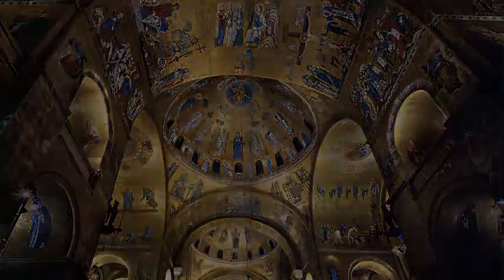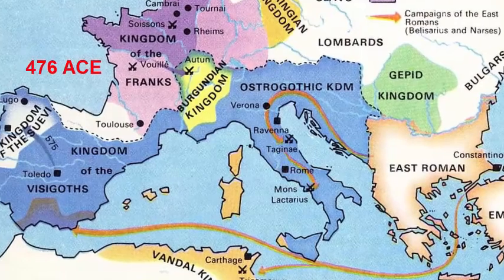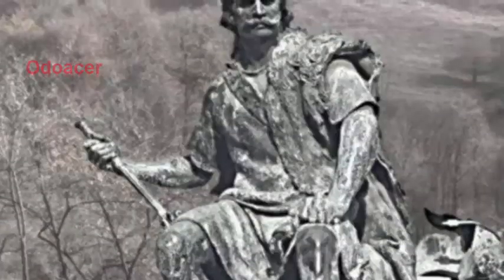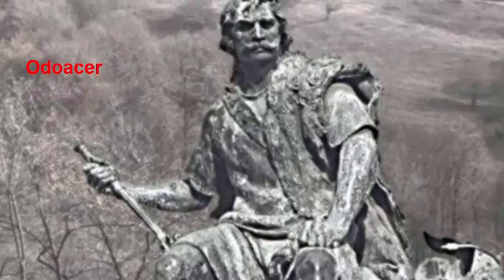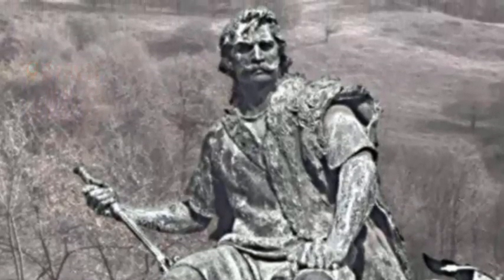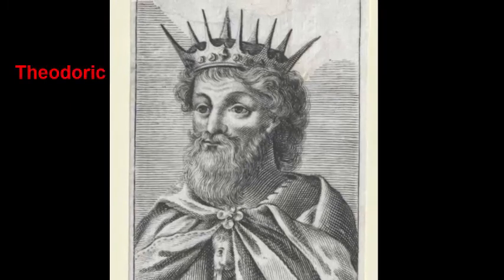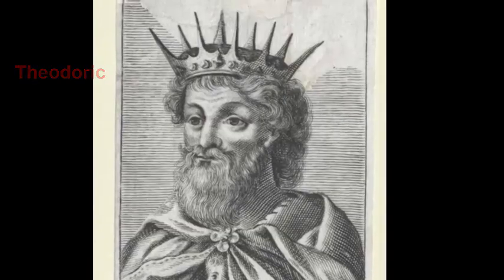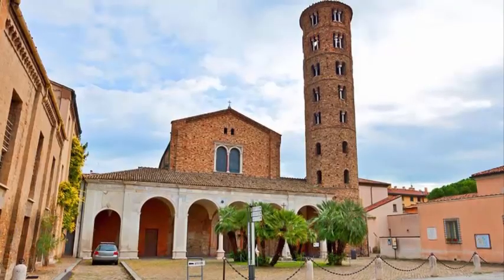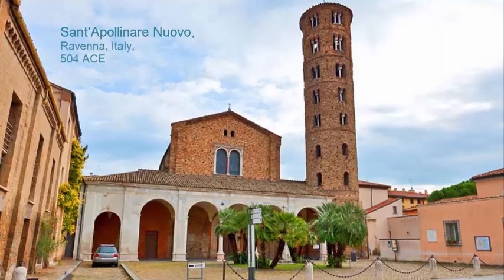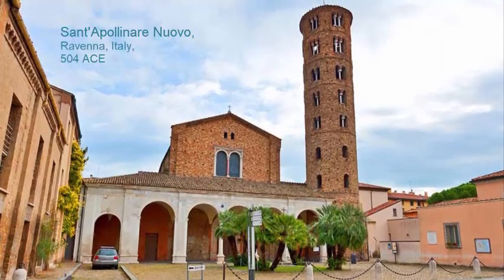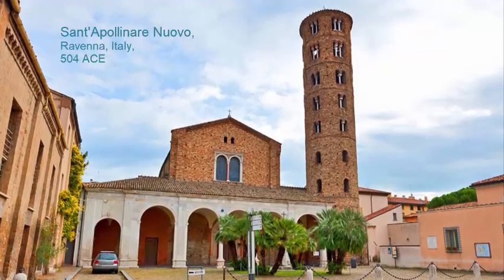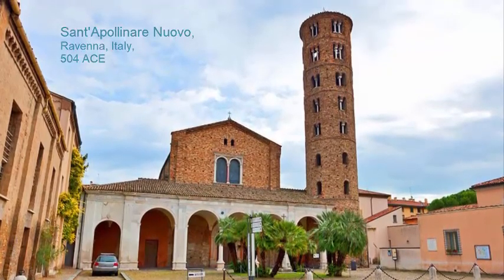In 476, Ravenna fell to Odoacer, who was the first Germanic king of Italy. He was overthrown by Theodoric, king of the Ostrogoths. Theodoric made Ravenna his capital in 493. In 504, Theodoric decided to build his own palace church, a three-aisled basilica dedicated to a local saint called Apollinaris.